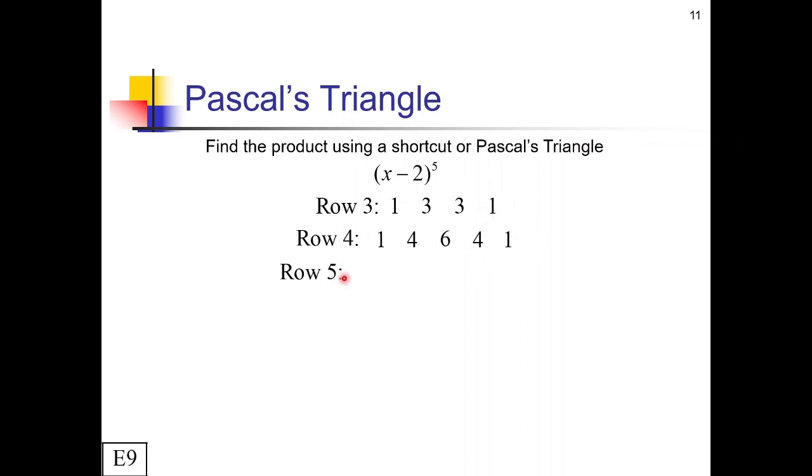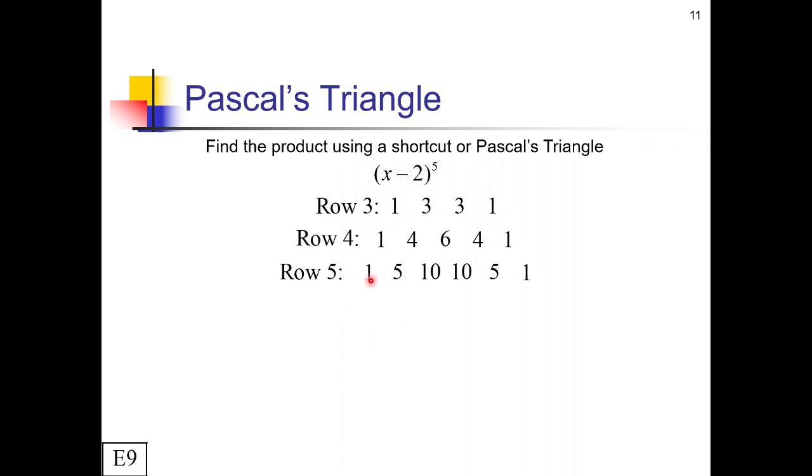Now, row 5, this is the one we actually need for this problem. We still have a 1 on the outside. And now we're going to have a 5. 4 plus 6 is 10. We've got another 10 here. A 5 and a 1. So we're going to use this to generate a shortcut formula to deal with this situation.